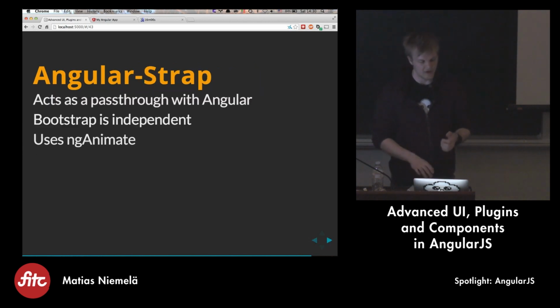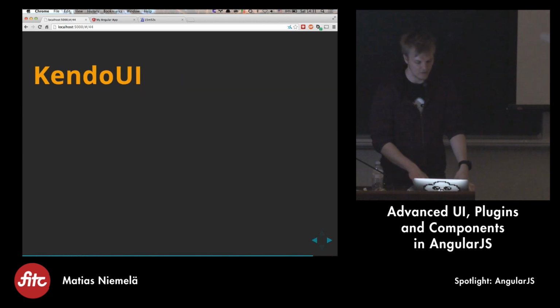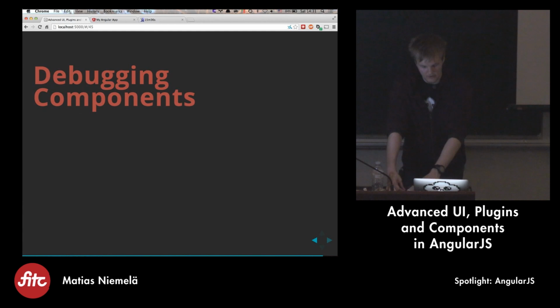Then on the other hand, you have Angular Strap, which is also fairly popular. It's not like it's a direct competitor to Angular UI. The difference here is that it actually just uses Bootstrap, and then it has these pass-through functions that make use of the plugins. What about Kendo UI? Kendo UI has a pricing model, so keep that in mind. It has good mobile support, a better selection of widgets, and it has Angular hooks that can hop into it. The Angular integration has some special code and controllers and so on, but it is definitely usable.